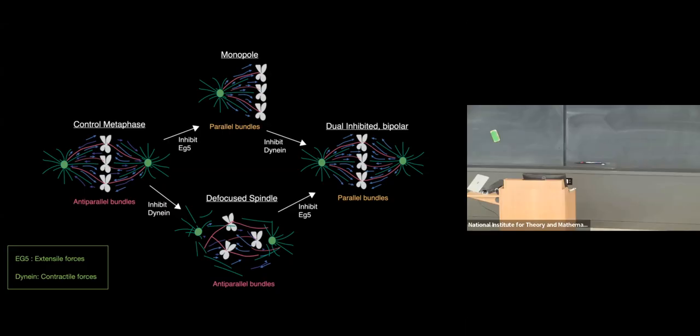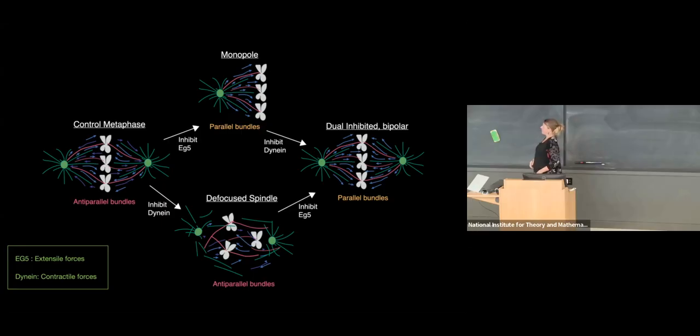And maybe this is because you have excessive extensile forces now. If in each of the cases you inhibit both dynein and kinesin, you can restore bipolarity and you end up with parallel bundles, right?